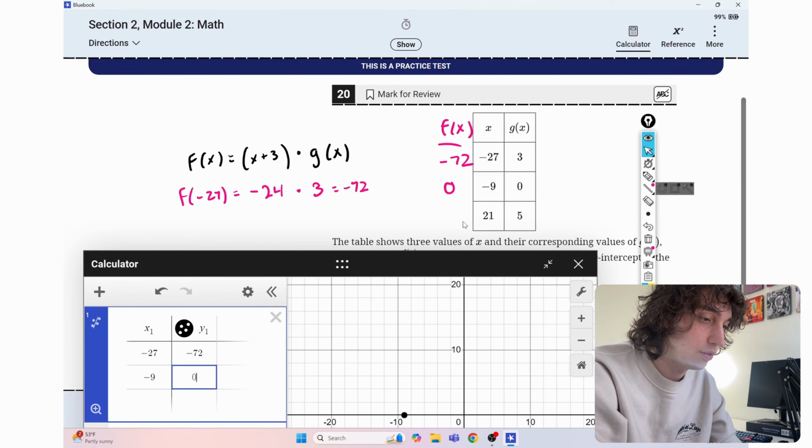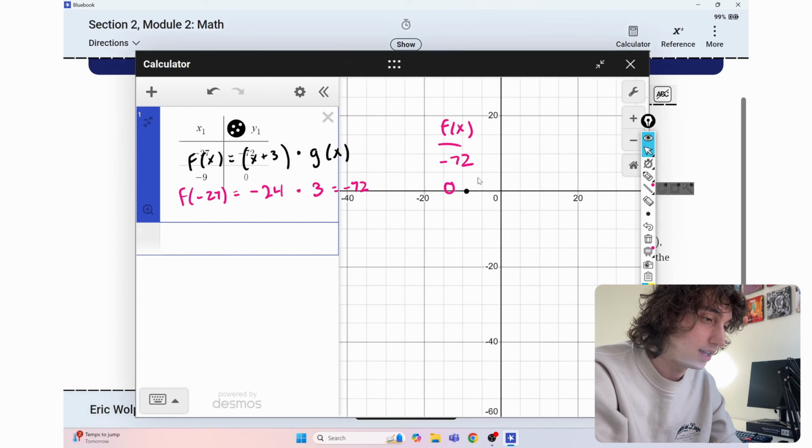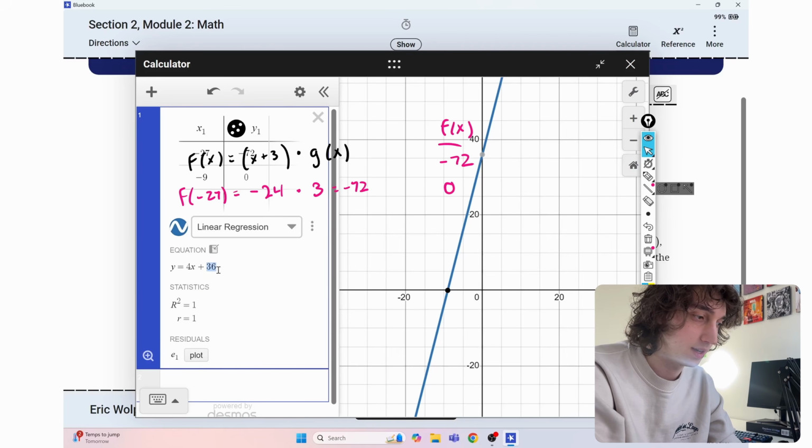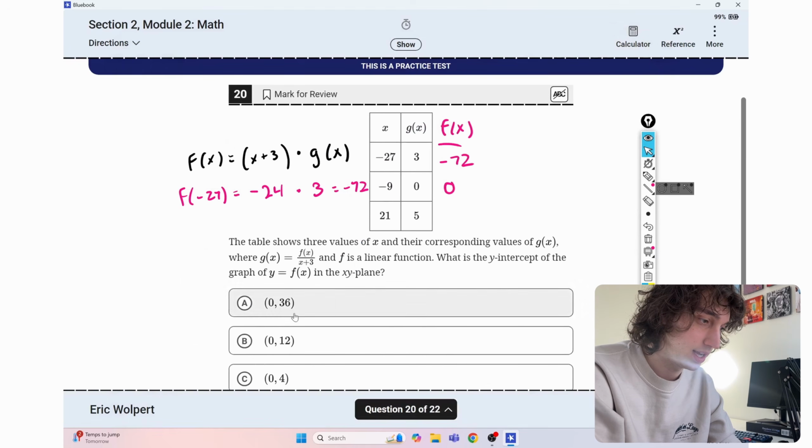And so now we have these 2 points, and we can find the line that connects them by going to add regression, linear regression, 4x plus 36. This means the y-intercept is 36. That would be answer choice A.